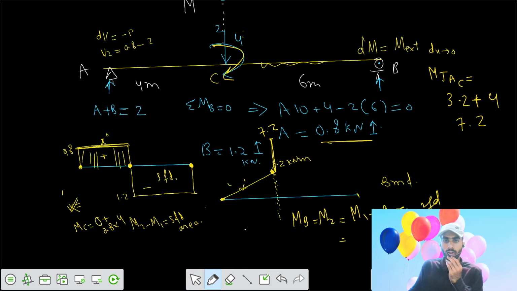That equals moment 1, which was 7.2 kilonewton meter, plus the area of the SFD between the 2 points, that is this area. So we can write minus 1.2 into length 6. So we get the value 0. Then we connect the 2 by a straight line because your shear force is horizontal, so the BMD is a linear, 1 degree curve. So this is your BMD.